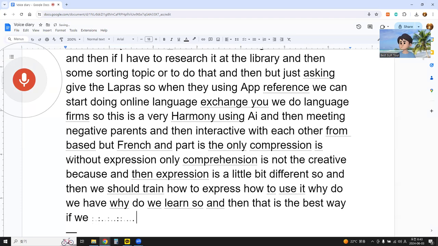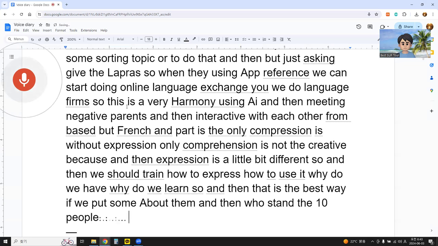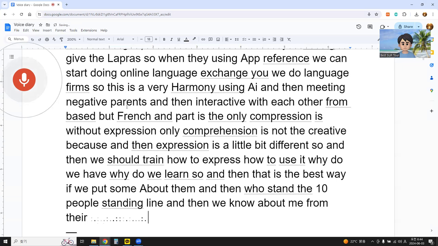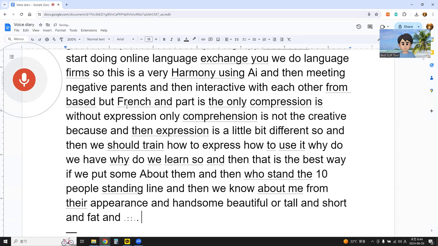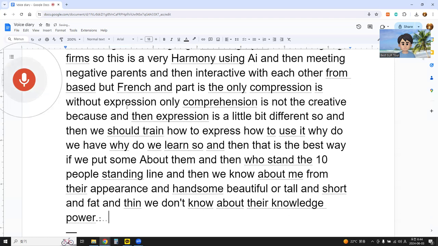If 10 people stand in line, we can only see the appearance of the people standing, handsome or tall and short and fat and thin and healthy. About them, 10 people standing in line, we know only from their appearance, handsome, beautiful, tall, short, fat, thin. We don't know about their knowledge, power, or their experience.